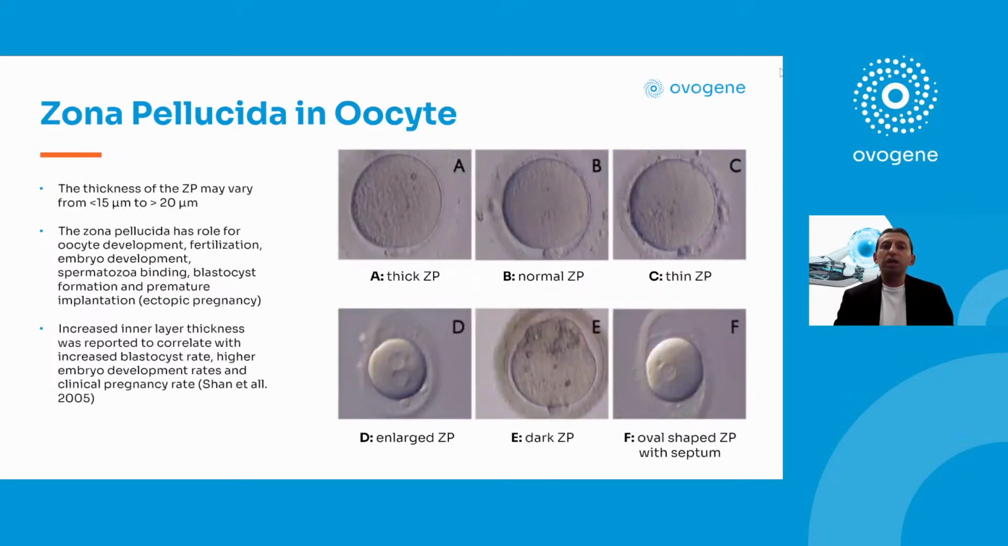Next, the zona pellucida in the oocyte. Why are we also focused on the zona pellucida? This is another important criterion, especially for fertilization and also implantation, because zona pellucida thickness, which we call birefringence, has a direct connection to blastocyst outcome and implantation.